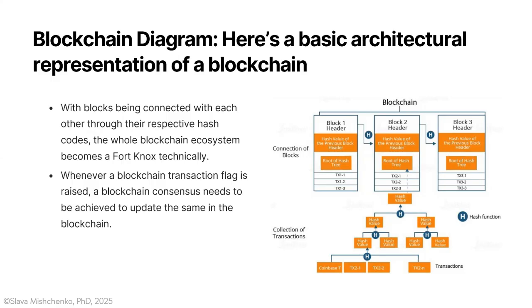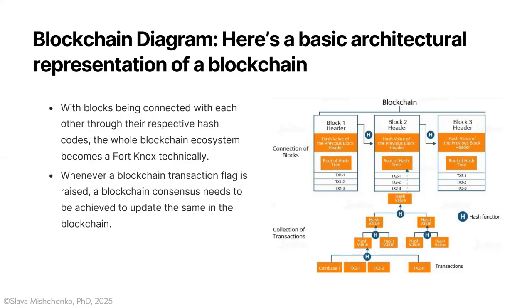And the bottom part of the diagram shows something fascinating, the collection of transactions. You can look at how individual transactions, labeled for example TX21, TX22, and so on, are organized into what we call a Merkle tree or hash tree. And those H symbols in blue circles represent hash functions. You can think of them as one-way mathematical functions that take transaction data and convert it into a fixed size string of characters. It's like creating a unique fingerprint for each piece of data.